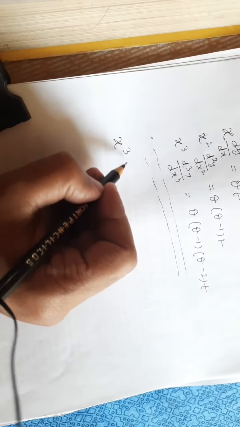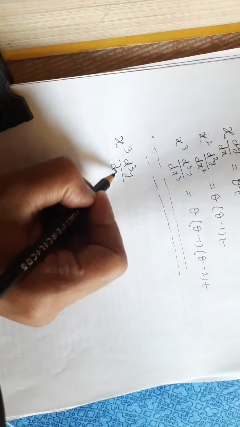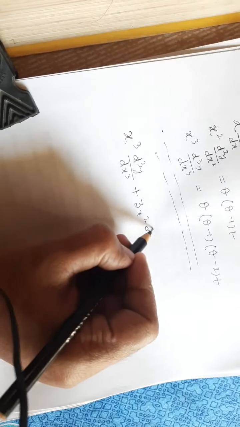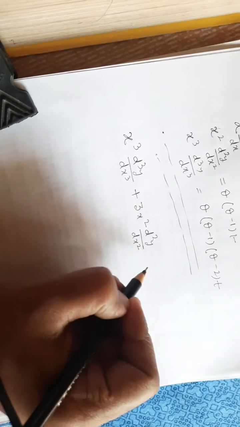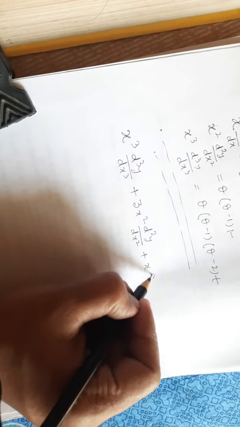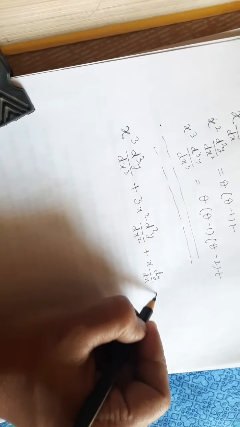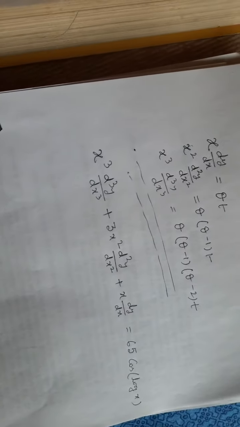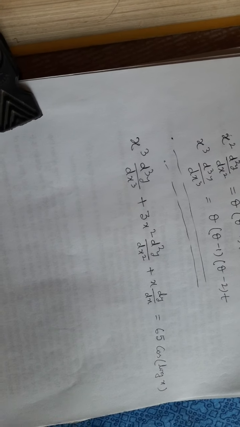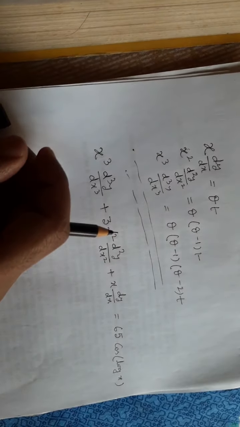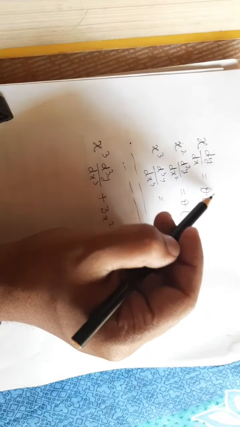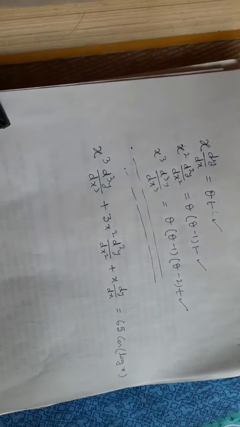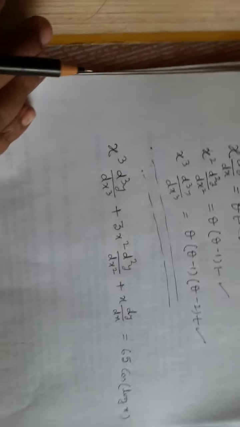x cubed d cubed y by dx cubed plus 3x square d square y by dx square plus x dy by dx equals 65 cos log x. At first you have to prove these values, that is, you have to find these values by the previous methods that we have already shown.